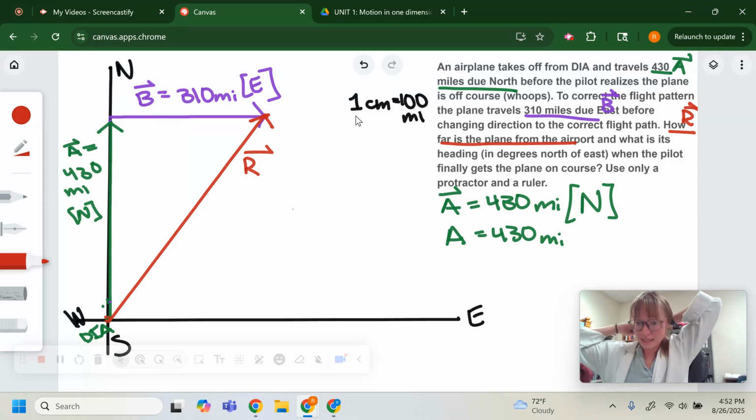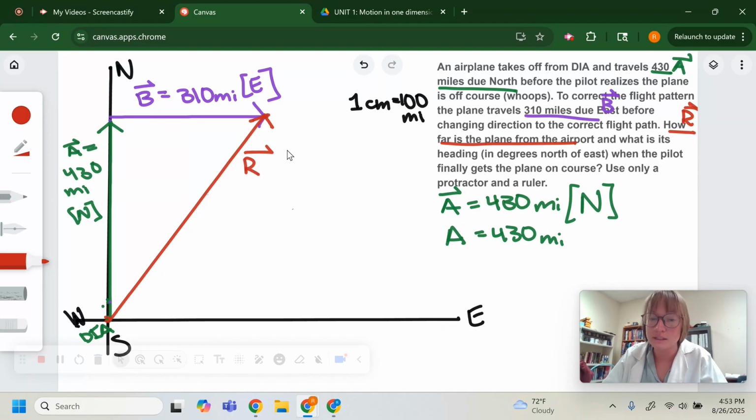Now, 5.4 centimeters is not my final answer here because the plane isn't 5.4 centimeters away from DIA, so I have to convert that back into miles. To convert it back into miles, I undo what I normally do. I divide by this side and multiply by this side. So I divide 5.4 centimeters by 1, and I get 5.4 centimeters. Then I multiply 5.4 centimeters by 100, and I get 540 miles. So I'm going to write here that R is equal to 540 miles.